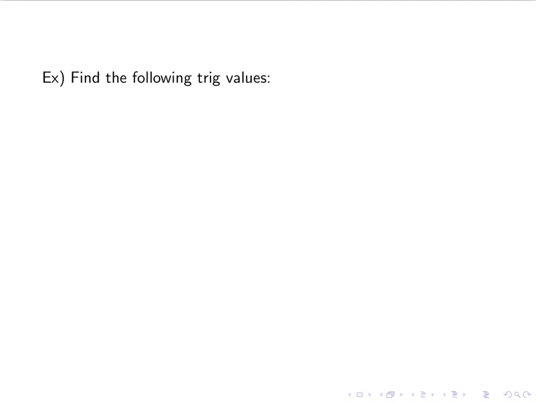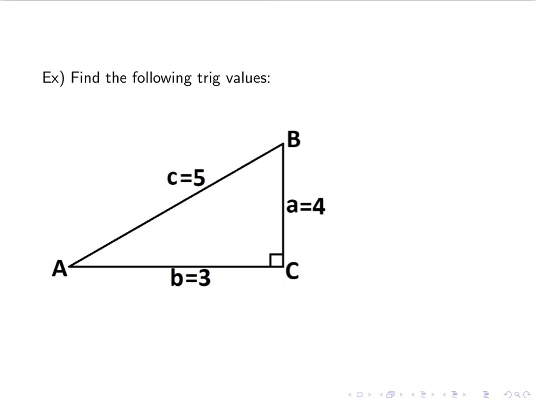Okay, so find the following trig values. We have a triangle. Again, the angles are A and B, with the right angle being C. The hypotenuse is side C. Across the triangle from angle A is side A, and across from angle B is side B. So what is sine of B? Sine is opposite over hypotenuse, so it's going to be 3 over 5.